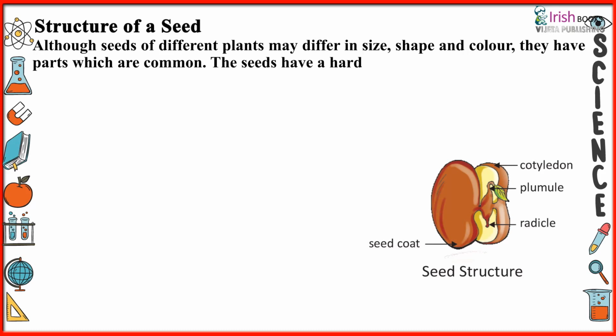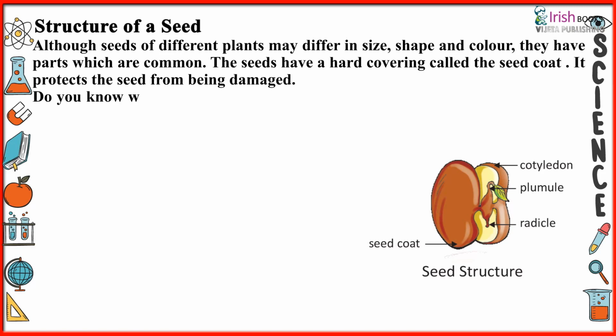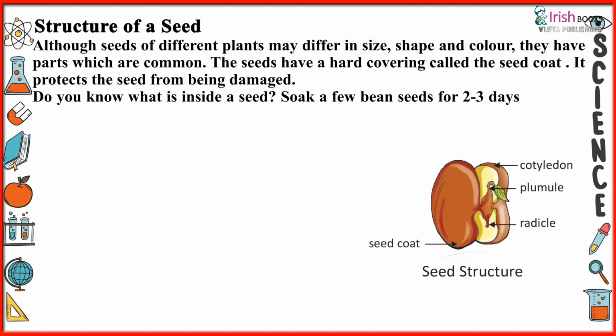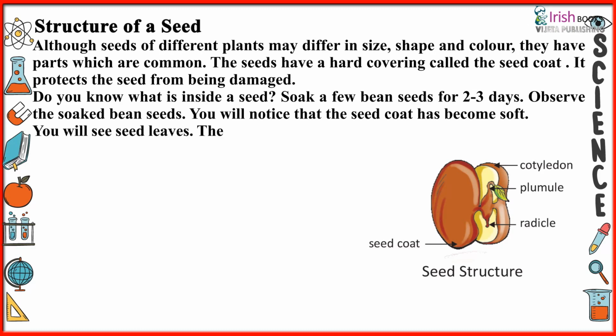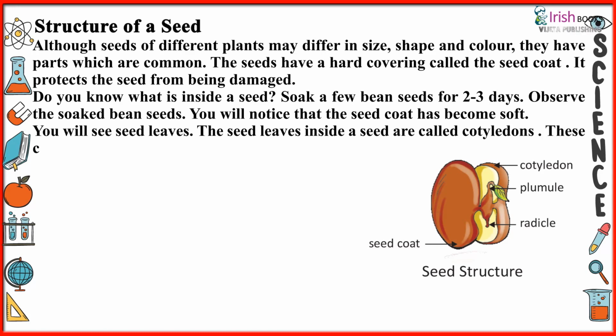Do you know what is inside a seed? Soak a few bean seeds for 2 to 3 days. Observe the soaked bean seeds. You will notice that the seed coat has become soft. You will see seed leaves. The seed leaves inside a seed are called cotyledons. These cotyledons contain all the food supply for the baby plant.